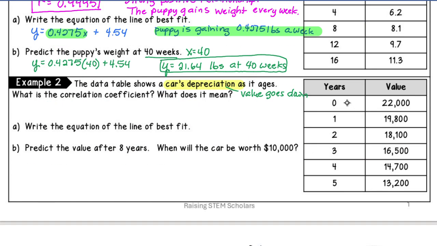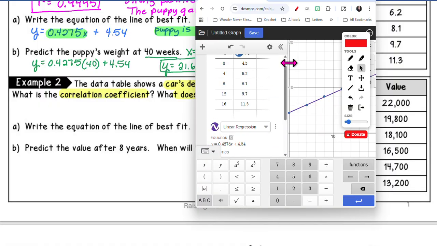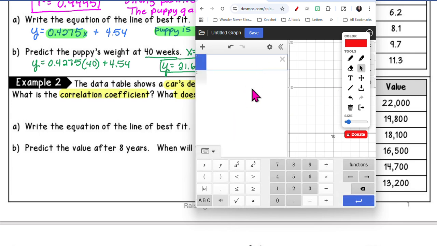And we can see that here. It gets older and then the value is going down. We're going to go put that in our calculator. Let me just finish reading what it's asking. It's asking for the correlation coefficient and what it means. All righty, let's go grab our calculator and put this in. I'm going to exit out of this other stuff.